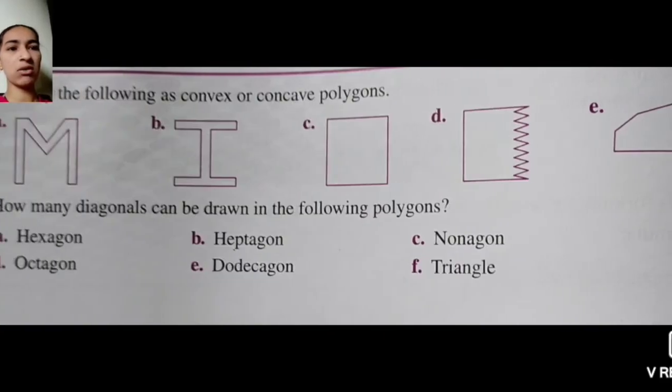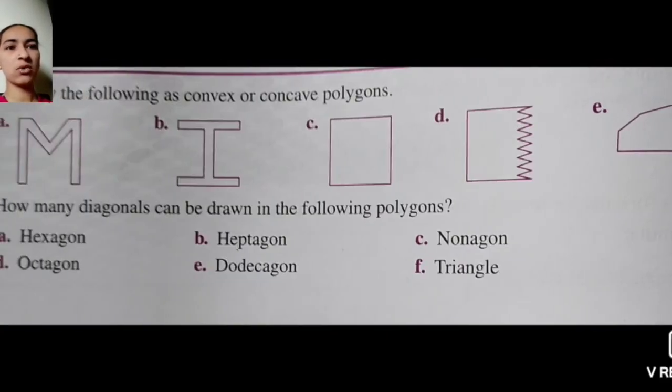Okay students, now let's take another example. The question is: classify the following as convex or concave polygon. Now there are five questions. Okay students, now we have to find out which of them are concave polygons and which are convex polygons. First you have to know the definition of concave polygon and convex polygon. What is the meaning of concave polygon and convex polygon?